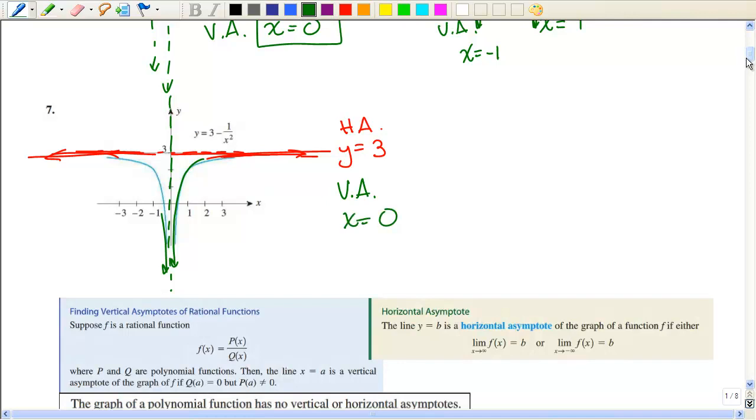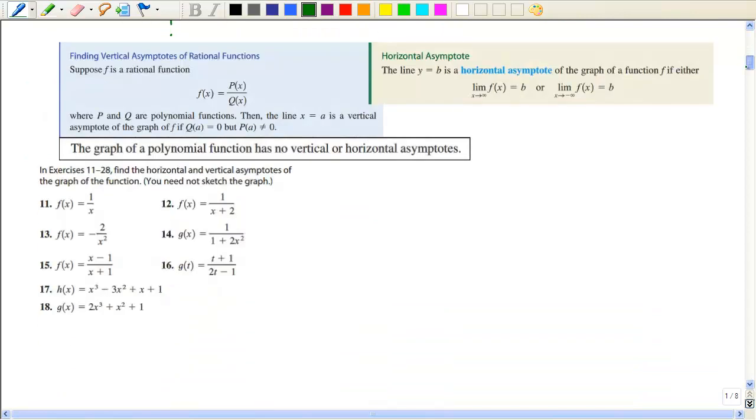So how do we find those if we don't have a graph? The good news is that it's pretty easy. Okay, we've done it before actually. A vertical asymptote really just comes from the denominator. That's when the denominator cannot equal 0. The horizontal asymptote, we're going to take the limit as x approaches positive infinity and x approaches negative infinity. Just to remind you, you had some questions like that on the first test. So let's go back and see how we can find the vertical and horizontal asymptotes of these given problems.